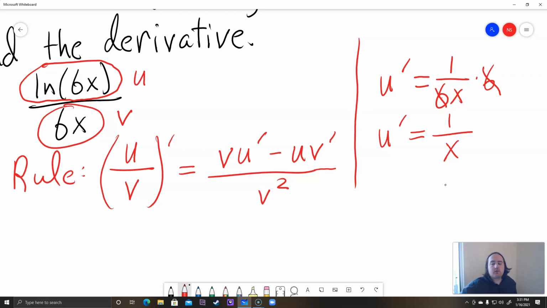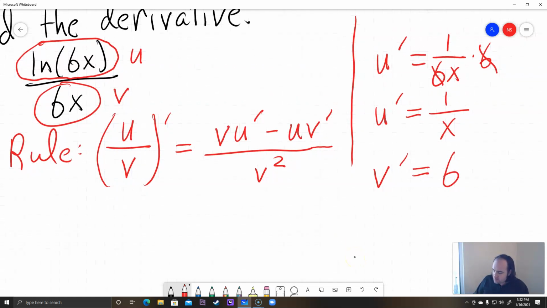Alright, and then also we're going to need to calculate v prime. But fortunately v prime is pretty easy here. The derivative of 6x is just going to be 6. So our v prime equals 6, because the derivative of a constant times a variable is just a constant. Now we've got our u prime and our v prime, we've got our u, and we've got our v. So we're going to plug everything into the quotient rule.